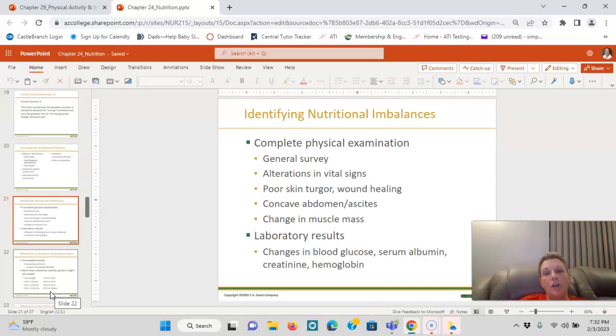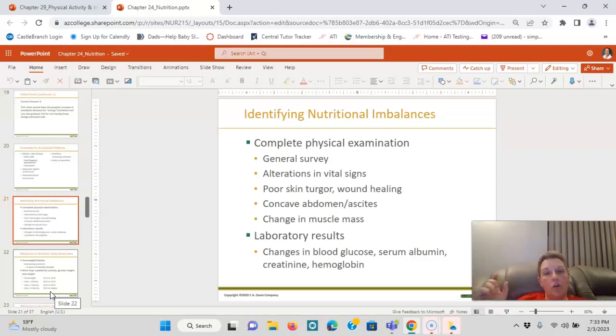Lab results. We're going to look for a blood glucose. That's going to tell us if there's diabetes. A serum albumin, creatinine, and hemoglobin. What does this tell us? Albumin is a protein in the blood. So that tells me my protein level. I'm more interested in a prealbumin. So there's albumin and prealbumin. I'm more worried about prealbumin because prealbumin tells me my storage. Over time, how is my storage going to be affected with wound care?